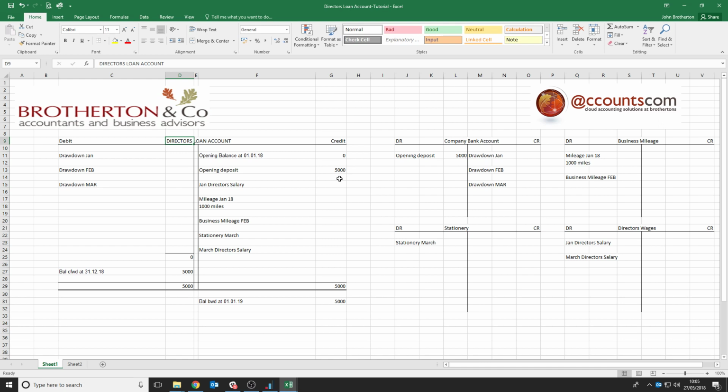It's just money that's been transacted through the director's loan account, so money that the director, his own money, is used to fund transactions within the company.